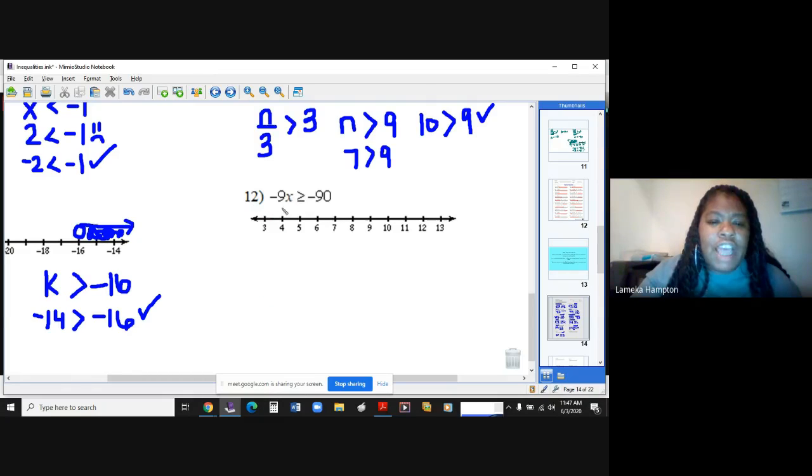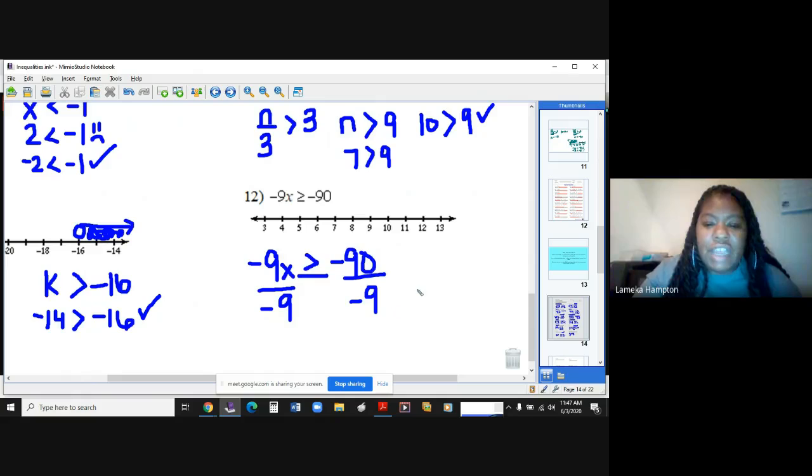Now, we have this last problem. This problem is a multiplication problem. So because it is a multiplication problem, we are going to divide. And because I'm dividing by a negative number, that means my sign is going to be flipped because I'm dividing by a negative 9. So I have x is going to be less than or equal to 10.